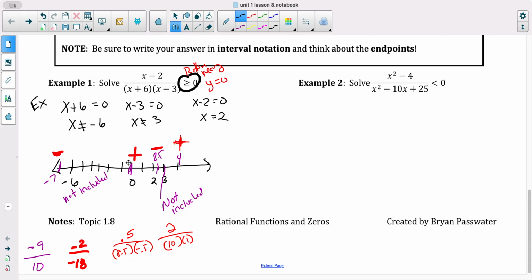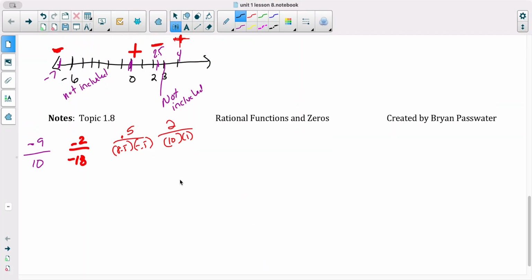Well, it's positive between -6 and 2, and then it's positive again when it gets above 3. But I'm not allowed to include -6. So we know a notation for that with interval notation. If I'm not allowed to include -6, then I write it like -6 to 2. And from 3, because am I allowed to include 3?